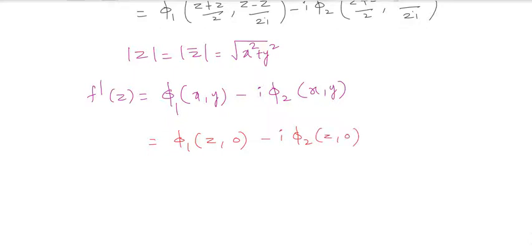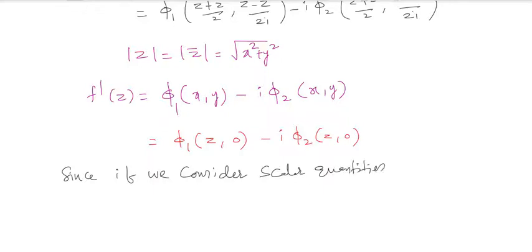So the point you have to keep in your mind is, why I am replacing: since we consider scalar quantities, we can replace x by z and y by 0. So directly it gives you the thing. No need to substitute x as (z plus z bar) by 2 and y as (z minus z bar) by 2i, since that makes it complex. This will be applicable for the next case also.